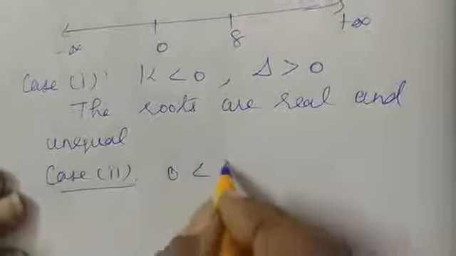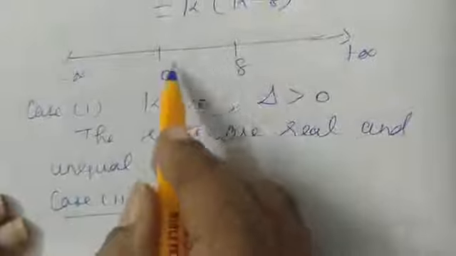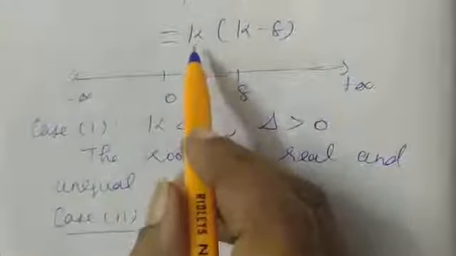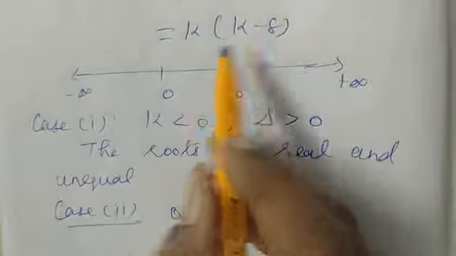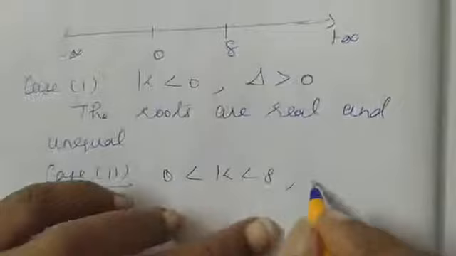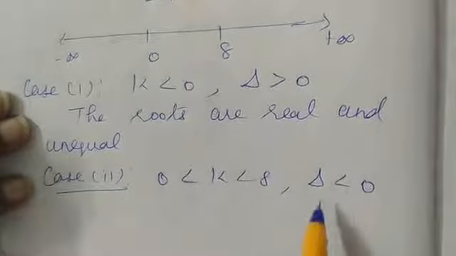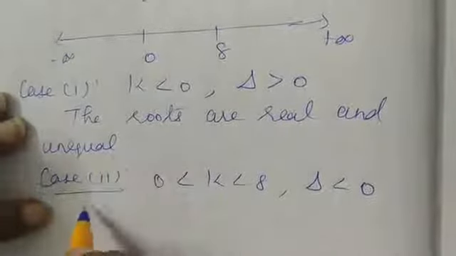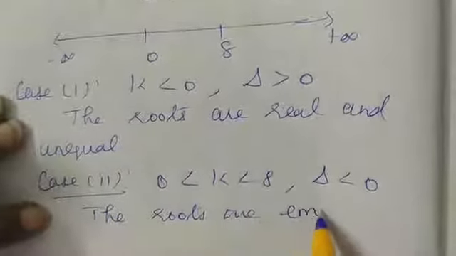Then case 2. K lies between 0 and 8. That is, k is in this interval 0 and 8. We can substitute any values. For example, take k as 5. K as 5 means this is 5 into 5 minus 8. 5 minus 8 is negative. Positive into negative is nothing but negative. Negative means delta is less than 0. Therefore, discriminant is negative, which means the roots are imaginary. The roots are imaginary.